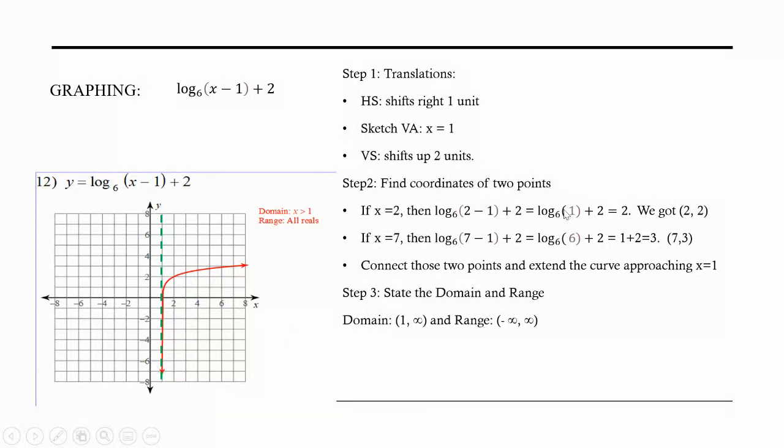For the paper like this, we're going to finish the table of values by selecting any value for x. So I select the number such that it helps me to do the calculation easier so I can get the point faster. Plot the points and connect them together, approaching the vertical asymptote. The domain is 1 to infinity and the range is from negative to positive infinity.